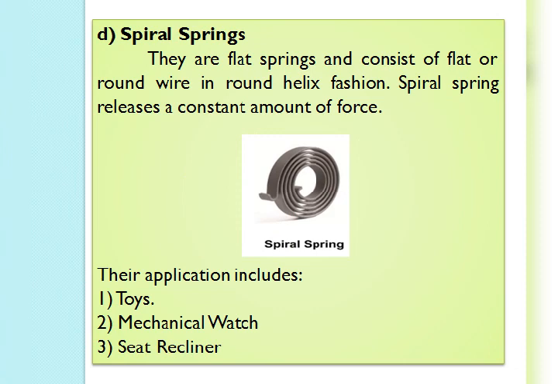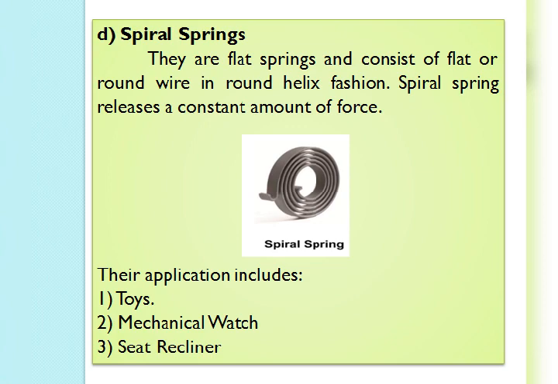In a helical or coil spring, the last type is a spiral spring. In the figure it is clear, they are flat springs and consist of a flat or round wire in a round helix fashion. Here it is a helix only, but round in shape. Spiral springs release a constant amount of force. In some of the toys and all, we have seen this kind of spiral spring.